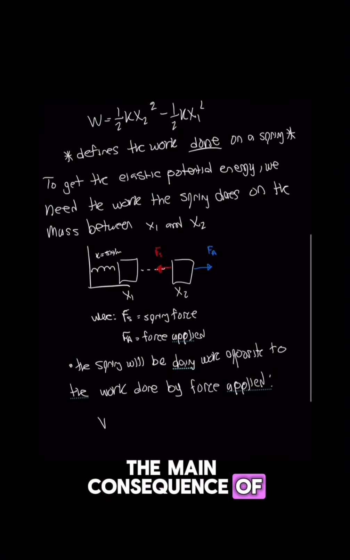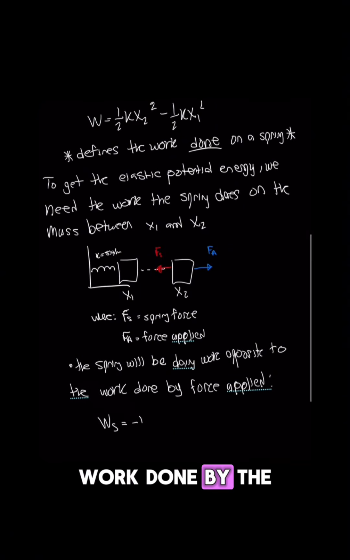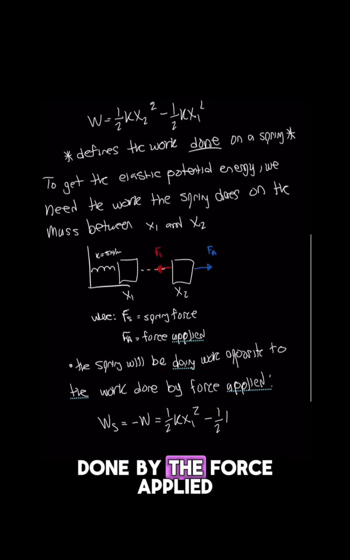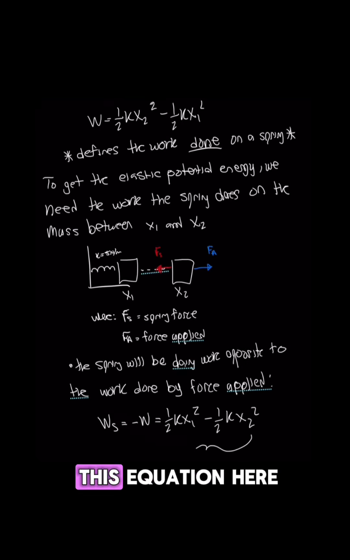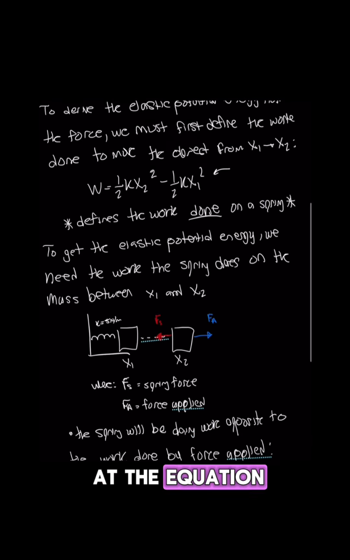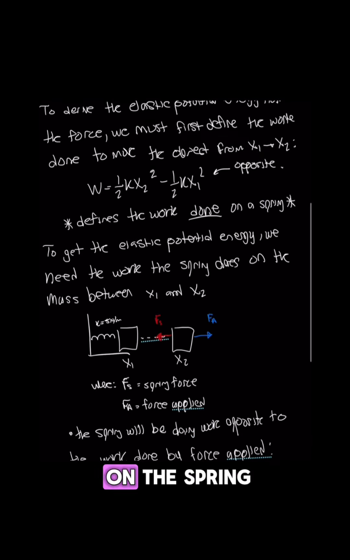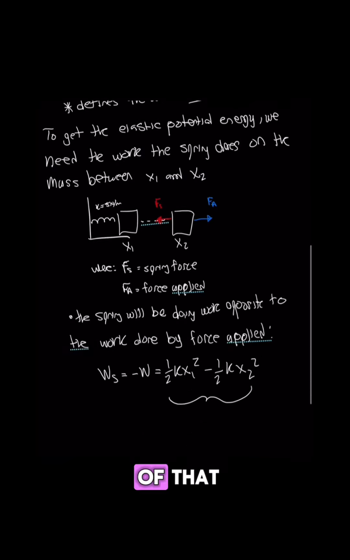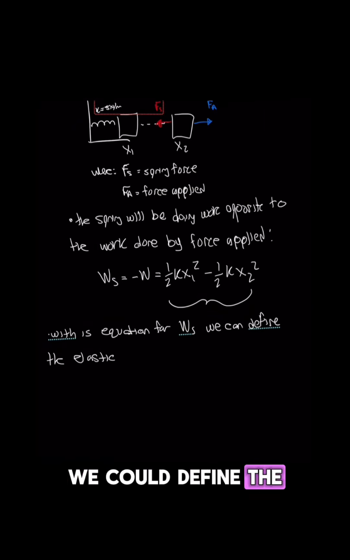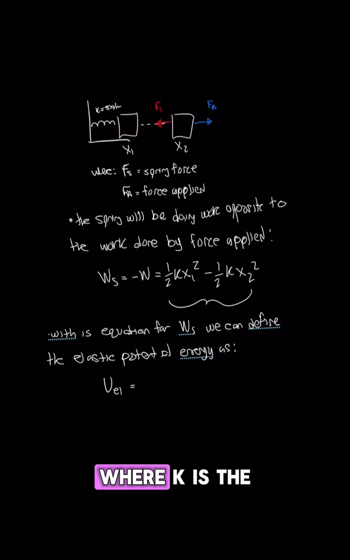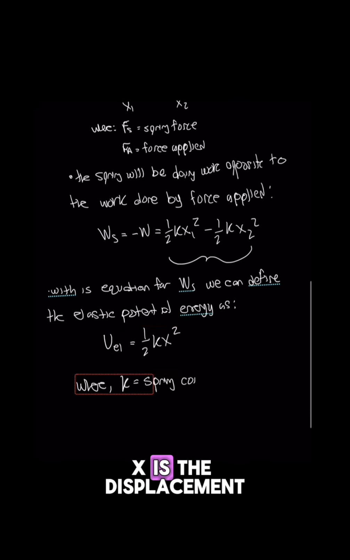The main consequence of this is that the work done by the spring is going to be equal to the negative of the work done by the force applied, which is equal to the work done on the spring. It's going to be equal to this equation here. So if we look at the equation we just solved for the work done on the spring, it's just the negative of that. With this equation for the work done by the spring, we could define the elastic potential energy as this, where k is the spring constant, x is the displacement.